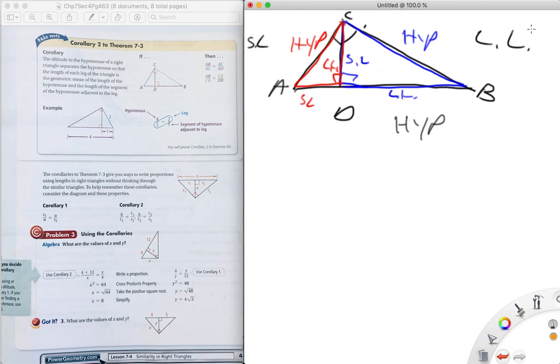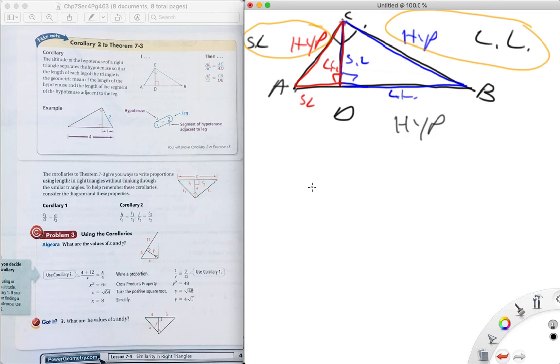Now we're going to do the legs of the overall triangle, and look what they share. They share the hypotenuse on the left hand side. The short leg of the overall triangle is the same thing as the hypotenuse of the small triangle. And the long leg of the overall triangle is the same thing as the hypotenuse of the medium triangle. So that's called the geometric means of the legs, or corollary to the 7.3, what they call it.